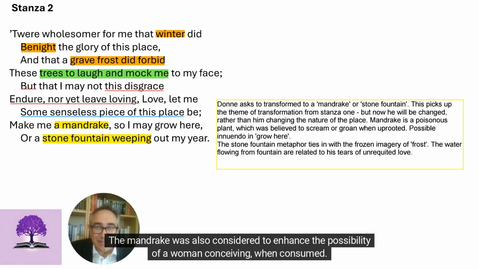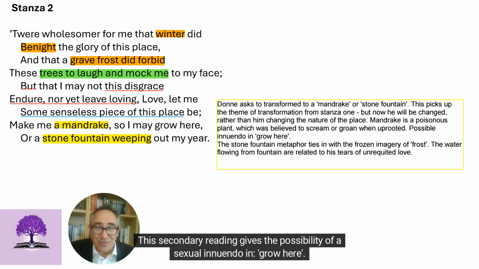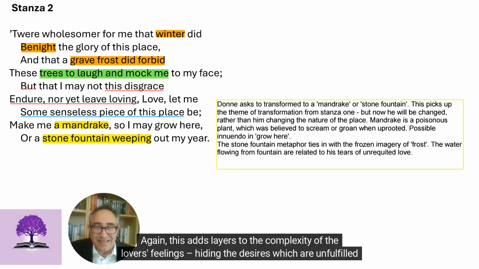The mandrake was also considered to enhance the possibility of a woman conceiving when consumed. This secondary reading gives the possibility of a sexual innuendo in "grow here." Again, this adds layers to the complexity of the lover's feelings, hiding the desires which are unfulfilled as a result of the unrequited love.